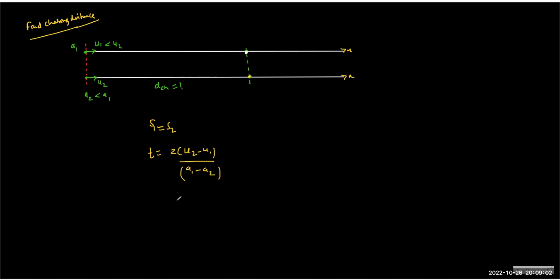So once you get the T, can you find the chasing distance? Yes. Use any one formula, U1T plus half A1T square. Just substitute the T in the formula and simplify till the answer. Do it, everyone.